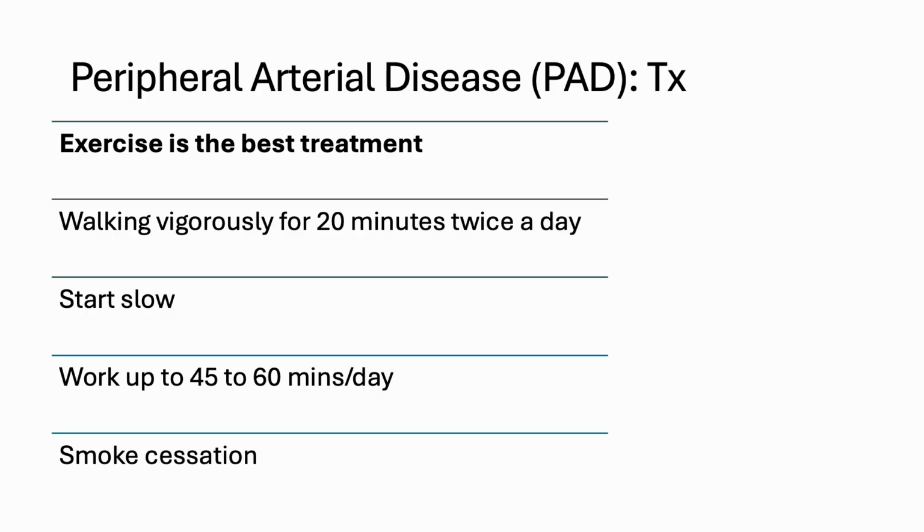All right, so the treatment: exercise is the best treatment. They need to start walking vigorously for 20 minutes twice a day. They start off slow, right? Work up to 45 to 60 minutes a day and stop smoking. Everybody needs to stop smoking, especially with peripheral artery disease. That's like the number one cause of peripheral artery disease. And they can't really take nicotine patches because nicotine is a vasoconstrictor, so it can make it worse.